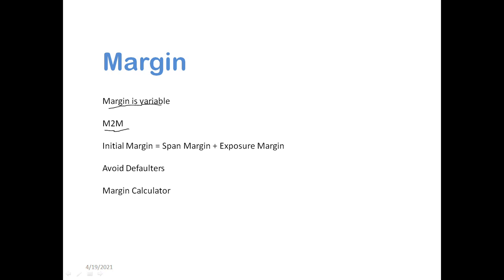People will be talking about M2M profit. My M2M profit is so much. My M2M loss is so much. It is mark to market. The margin here is just like our account statement, where the loss will be debited and profit will be credited. One more important thing is that the initial margin contains two parts, span margin and exposure margin. Span margin is set by the exchange and exposure margin is set by the broker. The broker will always keep track of our margin when we have a position.